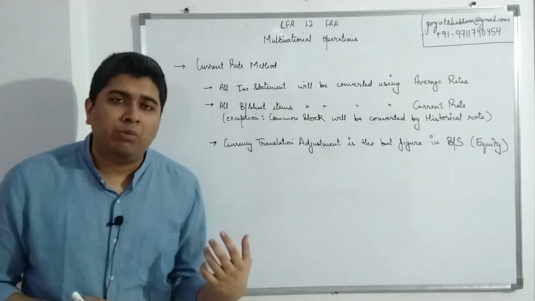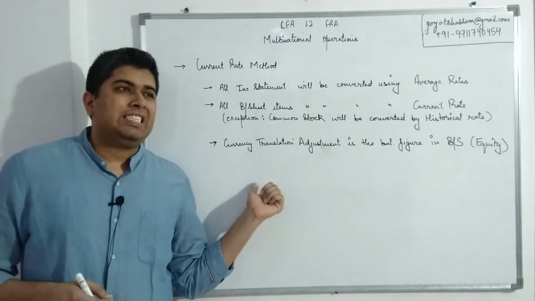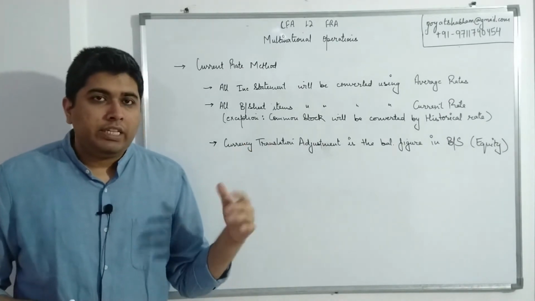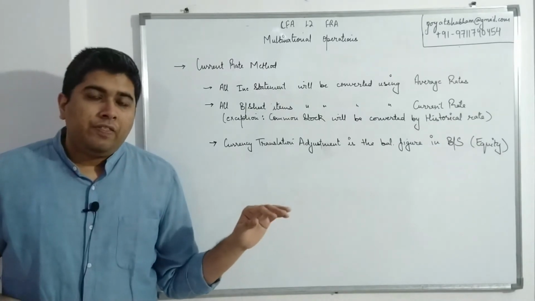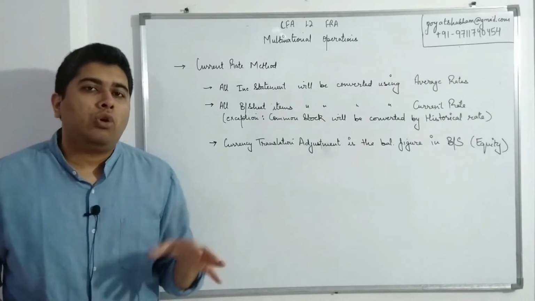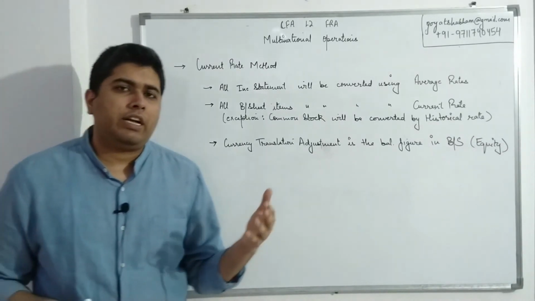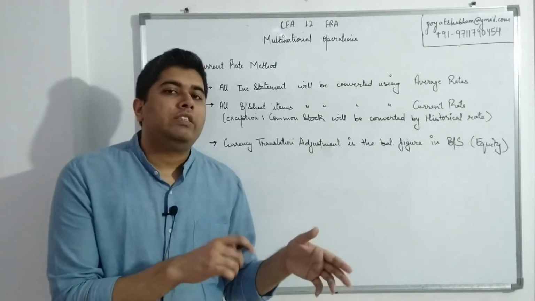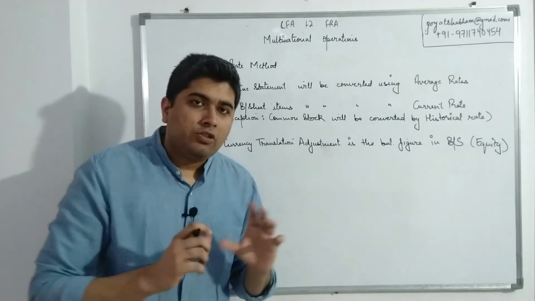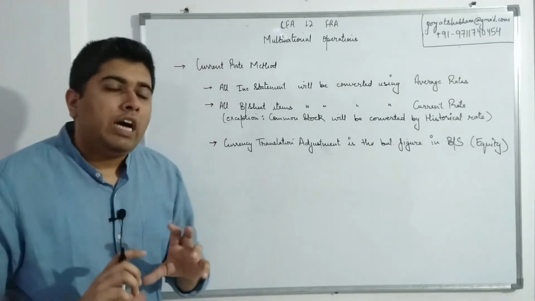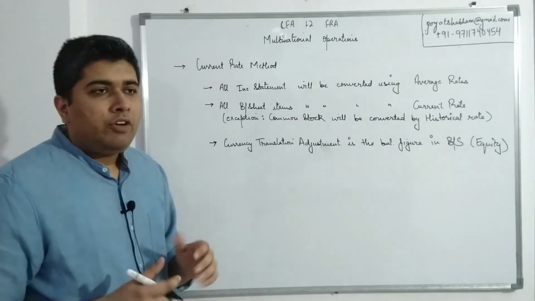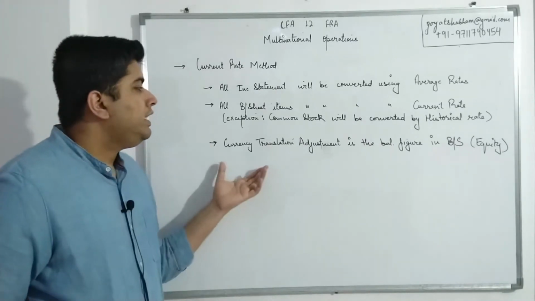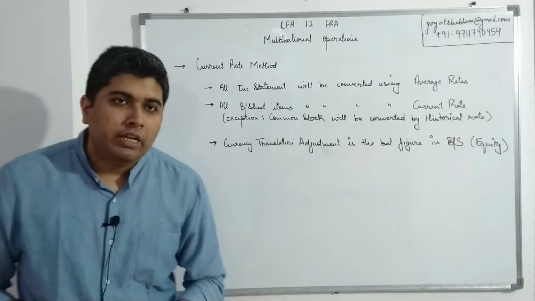And this, if you remember from level 1, we used to showcase as part of OCI, and OCI is part of equity itself. The idea behind this is fairly simple. This is some sort of unrealized gain or loss that I am having simply because of converting my financials from one currency to some other currency. So the unrealized gain or loss that you might have due to converting your financials into a different currency is known as currency translation adjustment.